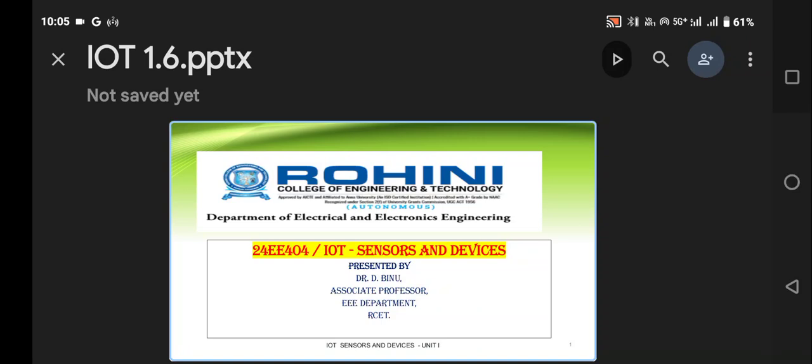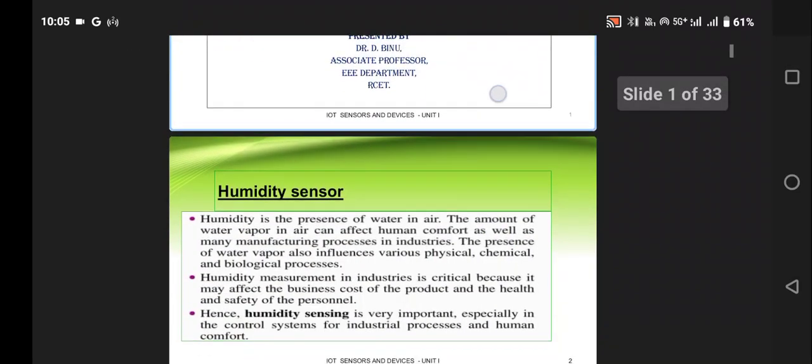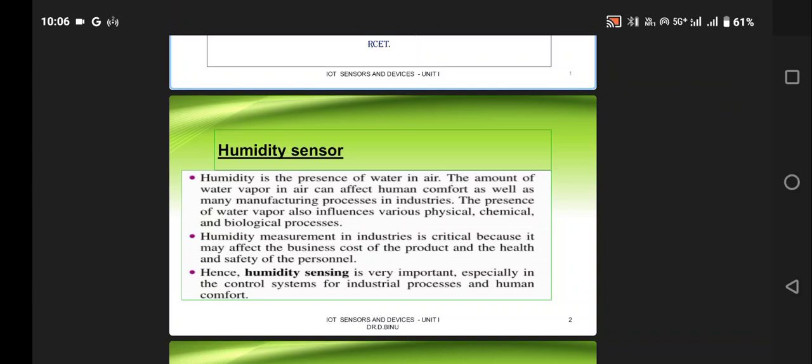I'm Dr. Binu. In the IoT sensors and devices subject, the sixth topic in the first unit is the humidity sensor.